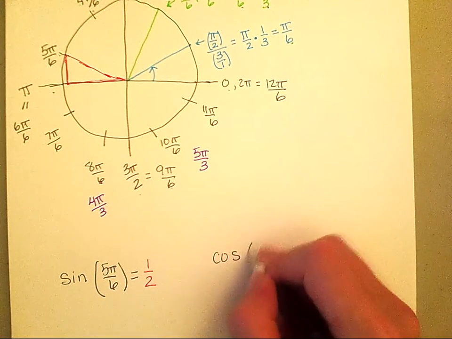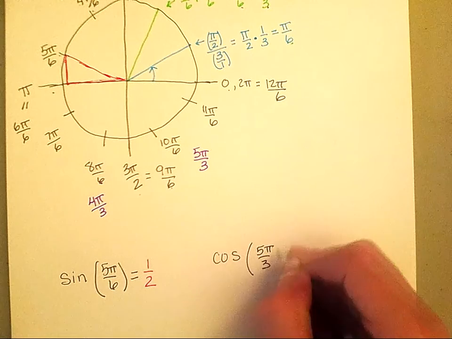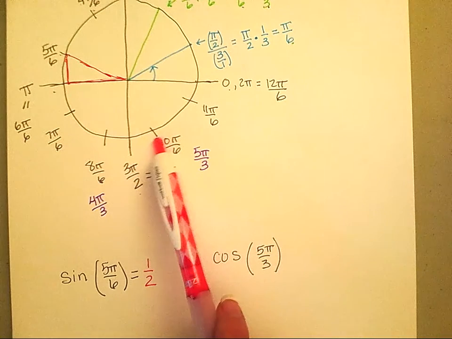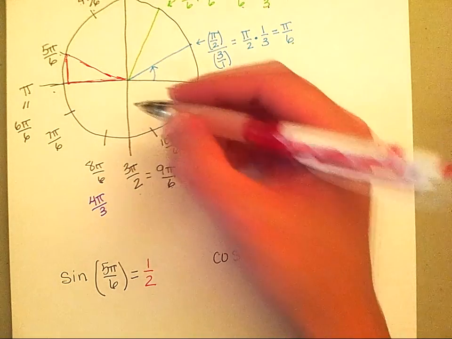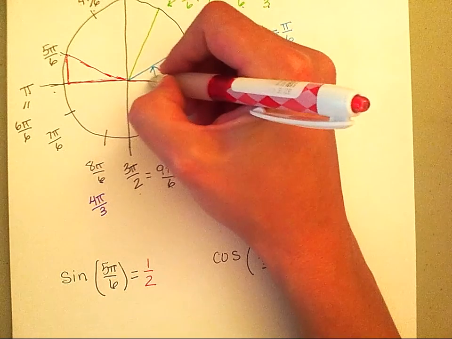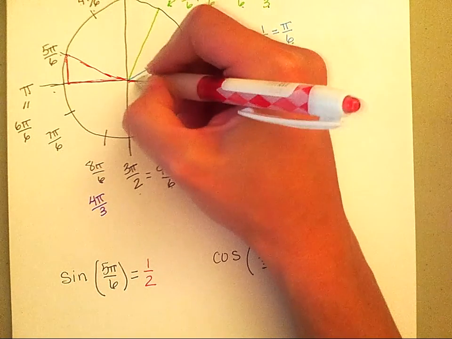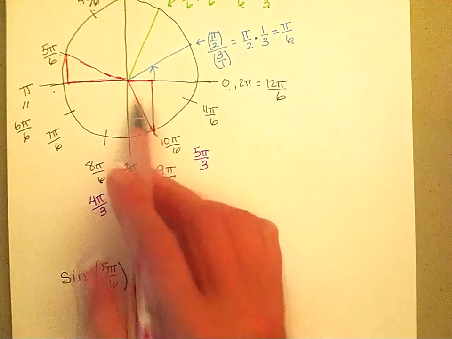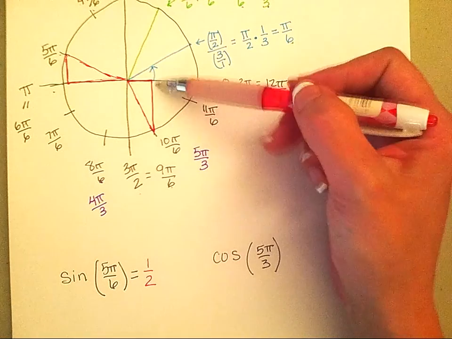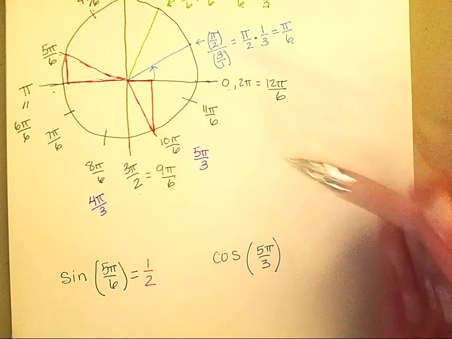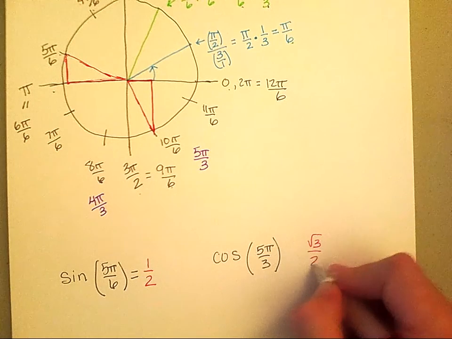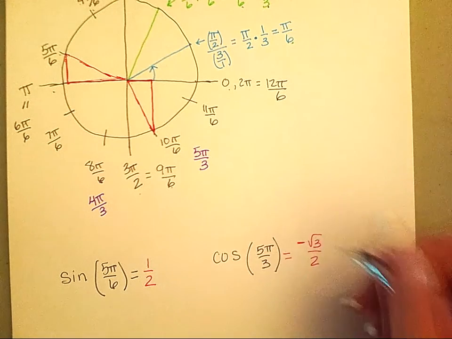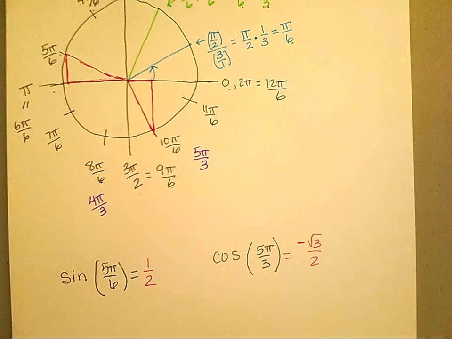We could also think about the cosine of 5 pi over 3. Now 5 pi over 3 is here, so if I was to put in the triangle, I would go very short in the x direction and then long in the y direction. So the short sides of the triangles are the 1/2, and the longer sides are the square root of 3 over 2. However, I'm in the negative direction here, so it's negative square root of 3 over 2.